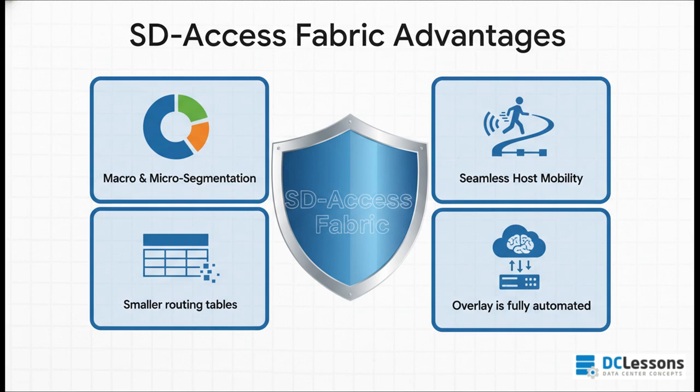You get true, seamless mobility for literally any user or any device. Your core network also gets a lot simpler and more efficient because it doesn't need to know about every single endpoint, just the locations of the switches. And maybe the biggest one of all, the entire intelligent overlay is fully automated by a controller like Cisco DNA Center. It just abstracts away all that underlying complexity for you.